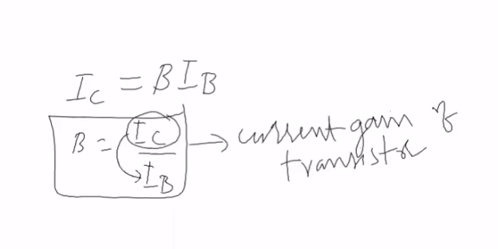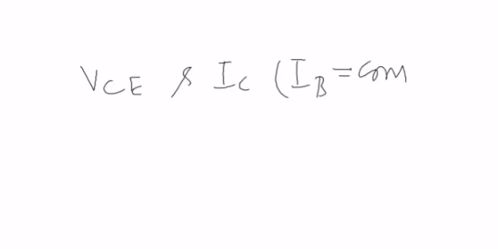So there are output characteristics and input characteristics of a transistor. The output characteristics of a transistor are the relation between VCE and IC, where we keep IB constant.